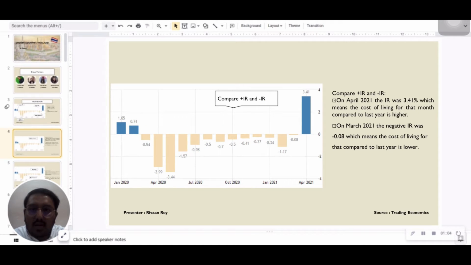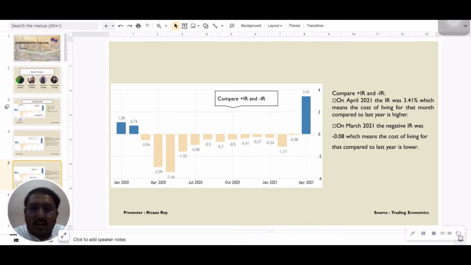Secondly, I want to compare the positive inflation rate and the negative inflation rate. In April 2021, the inflation rate was 3.41%, which means the cost of living for that month compared to last year is higher. In March 2021, the inflation rate was negative 0.08%, which means the cost of living for that month compared to last year is lower.